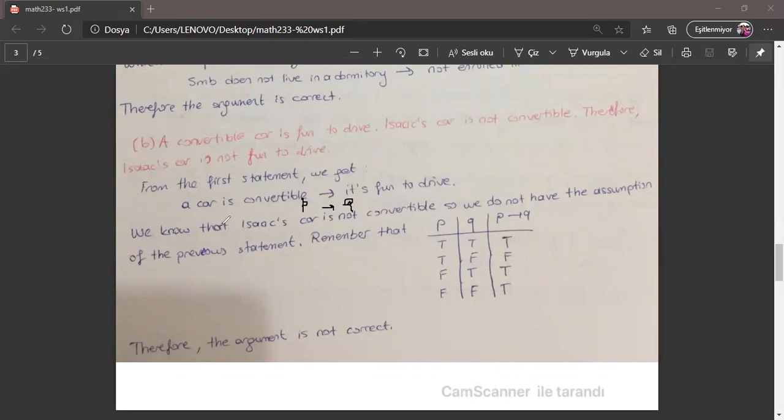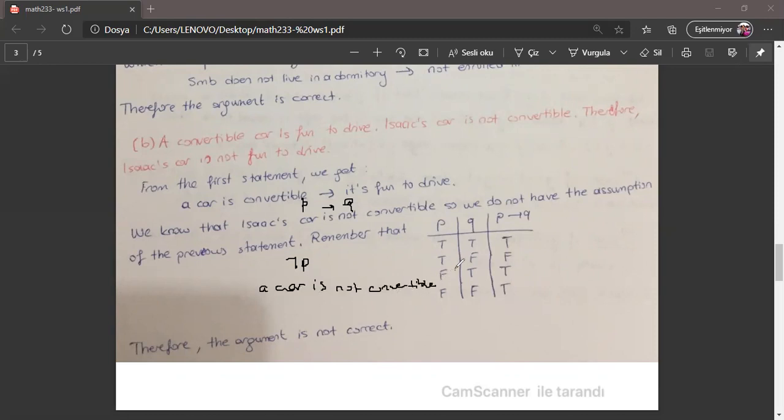So we know Isaac's car is not convertible, right? We know not P. We know only not P. So remember this truth table. If we have here the values of P and the truth values of Q, we know this. So we know not P, right? Not P means a car is not convertible. So we know Isaac's car is not convertible.